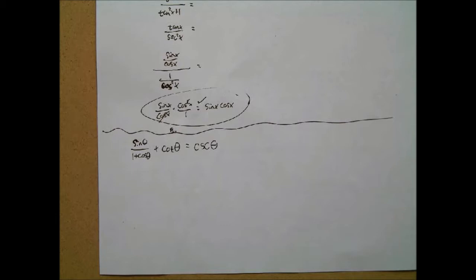If you're going to change it from sine squared using the Pythagorean identity, it actually should be 1 minus cosine squared. Sine squared would be 1 minus cosine squared, because you look at your Pythagorean identities there. But I actually don't do that. Leave it like this.